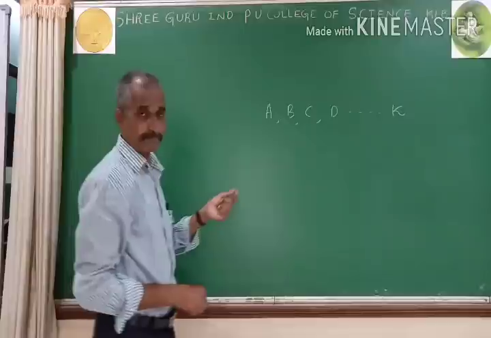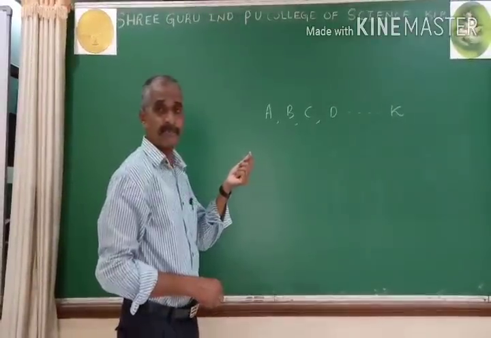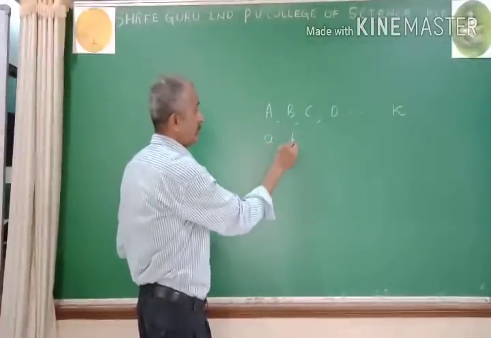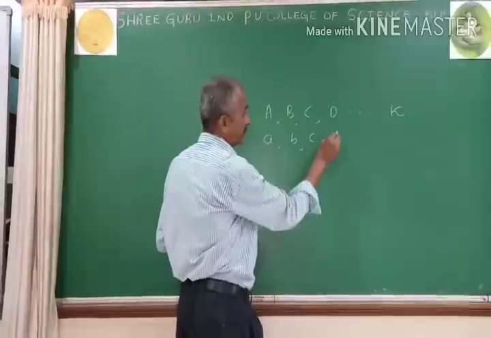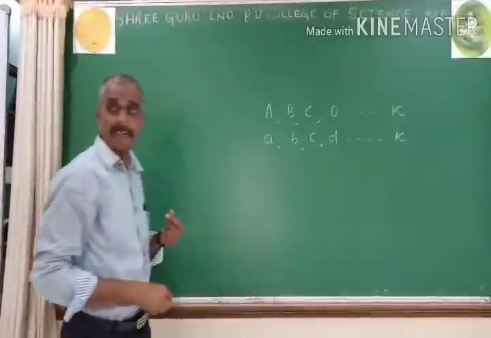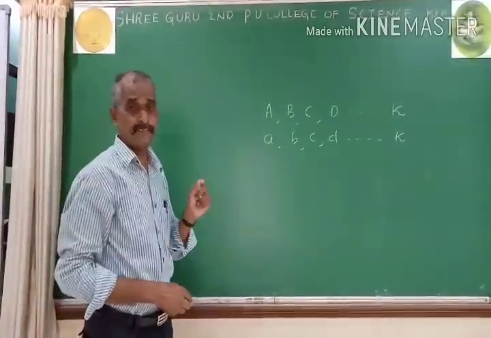And further, one can use sometimes even small letters also, like small a, small b, small c, small d up to small k. These are all various notations we are going to use to represent a constant.